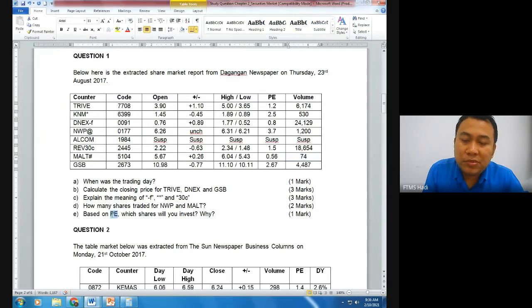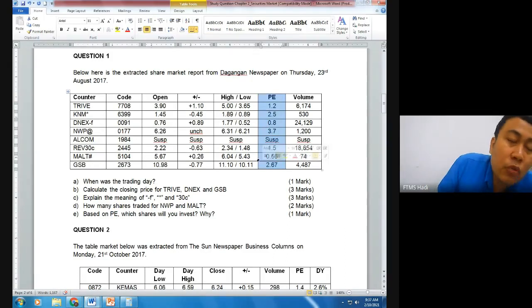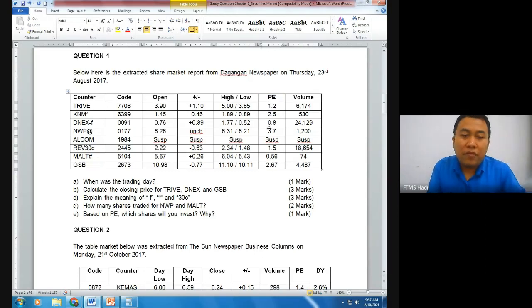Okay, and the last one, based on PE, which shares will you invest and why? This one says PE, therefore you need to refer to PE, price earnings. In Malay, keuntungan sesaham. So you need to find the highest. Okay, 1.2, 2.5, and so on. So as you can see, this is the highest one.